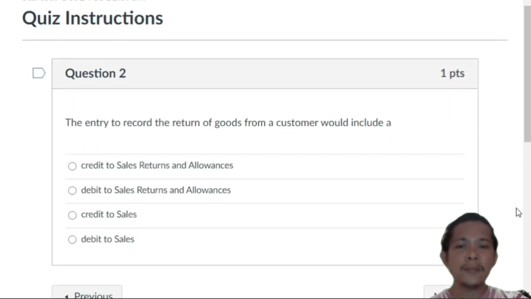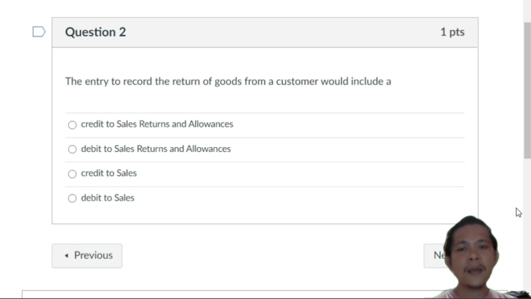Now, dito sa question number 2, the entry to record the return of goods from a customer would include... return of goods from a customer. Sino ka dyan? Ikaw ba si buyer or ikaw si seller? Galing ito sa customer, ibig sabihin, ikaw yung nagbebenta, so ikaw si seller. Ang tawag natin doon ay sales returns. Now, ano ba ang sales returns? Ang sales returns ay contra sales. Kung ang normal balance ng sales ay credit, ang mga contra sales ay debit.